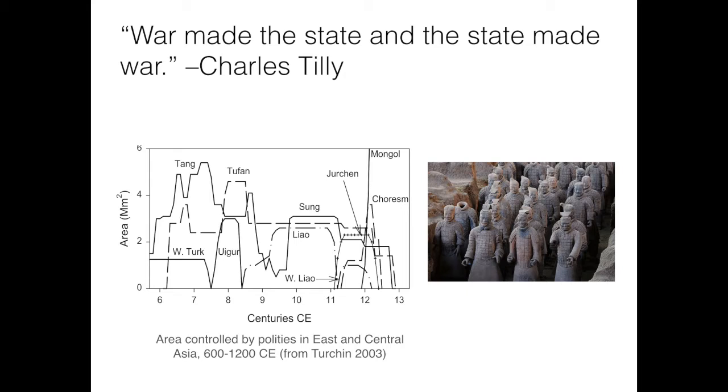You can see this by looking at this data, which shows the size of empires in East and Central Asia over a 600-year period as empires rise and fall and collapse and come into being. So why exactly does this happen? Why would competition give rise to cycles of empires rather than more stable equilibria? I think we need to turn our ideas into models.